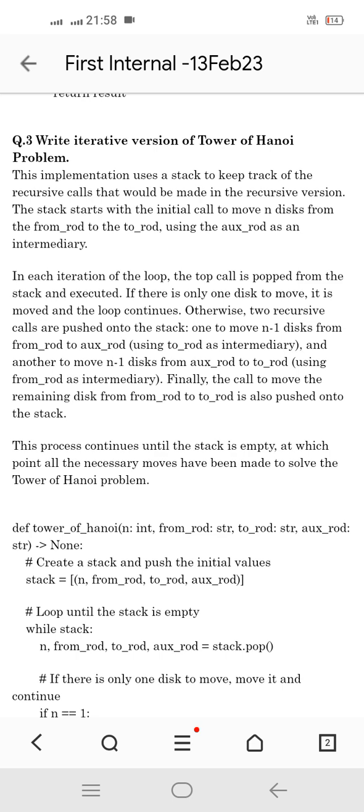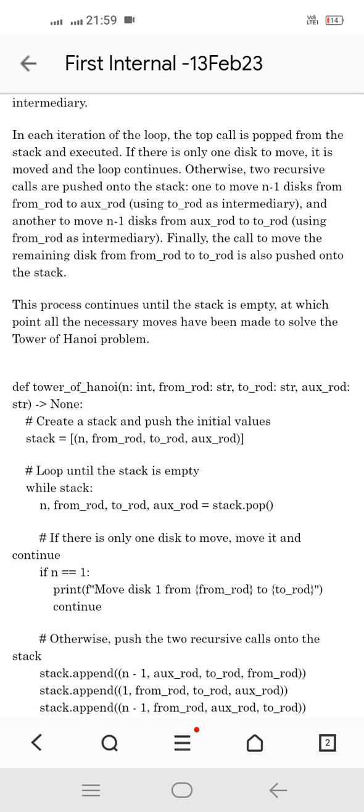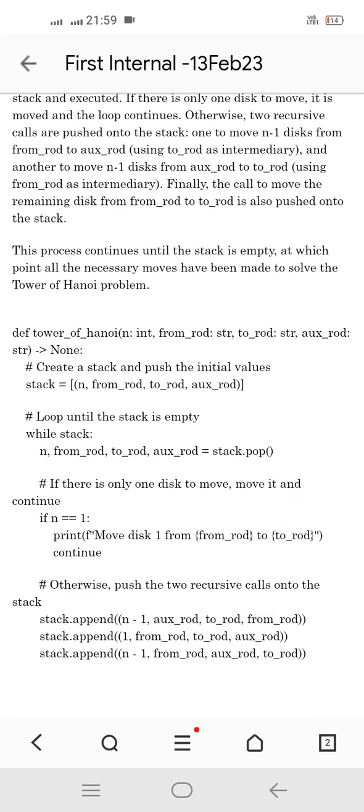Otherwise, two recursive calls are pushed onto the stack: one to move n-1 disks from the from rod to the auxiliary rod using the to rod as an intermediate rod, and another to move the n-1 disks from the auxiliary rod to the to rod using the from rod as an intermediate rod. Finally, the call to move the remaining disk from the from rod to the to rod is also pushed onto the stack. This process continues until the stack is empty, at which point all the necessary moves have been made to solve the Tower of Hanoi problem. And here is the iterative version of the Tower of Hanoi problem.